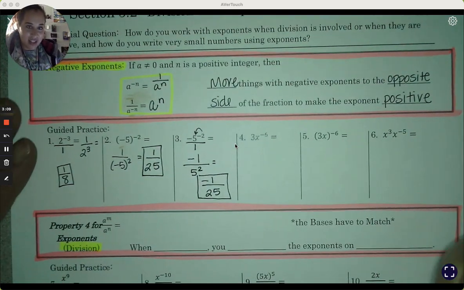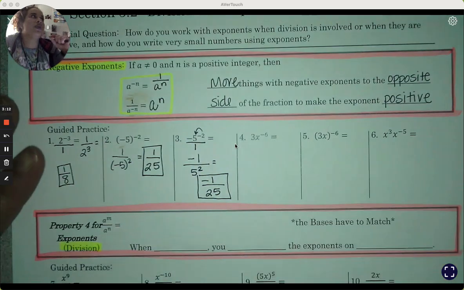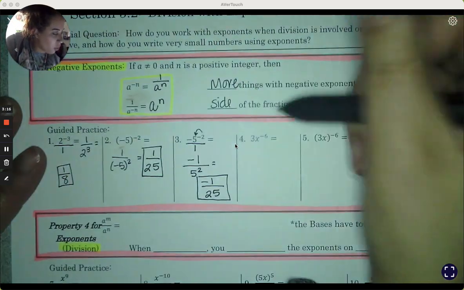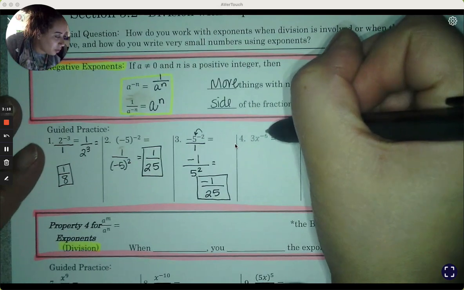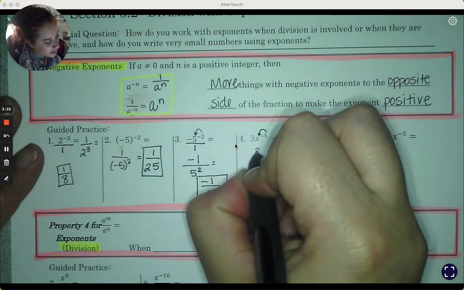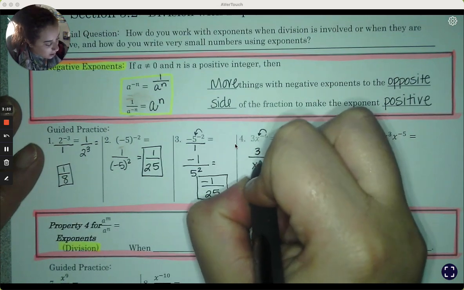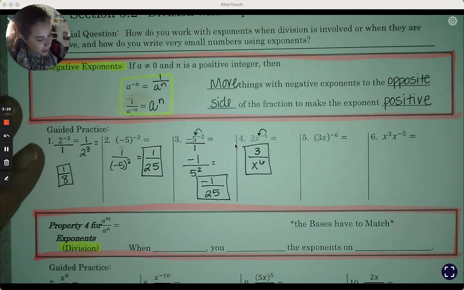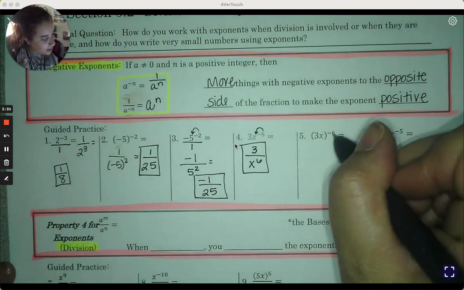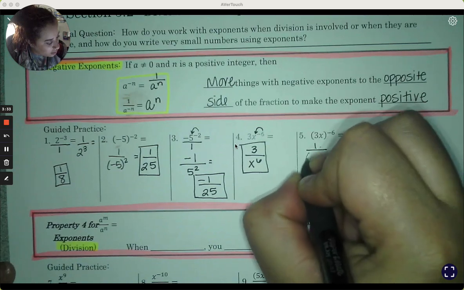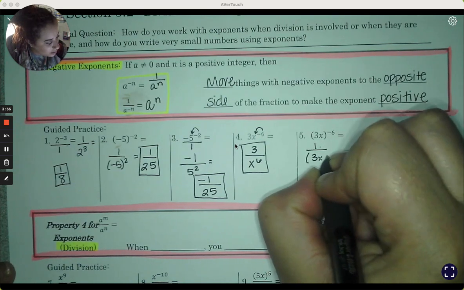Okay. So remember, the exponent only has to deal with what's directly to the left, which means in example 4, this negative 6 only applies to the x. So the 3 stays on top. The x goes on the bottom. Okay, now in this case it applies to everything. So we have 1 over 3x to the 6.